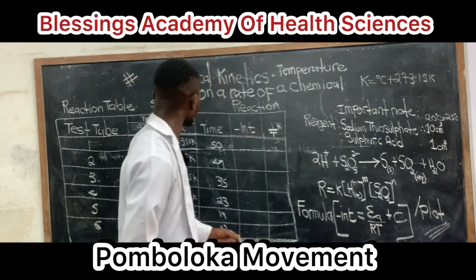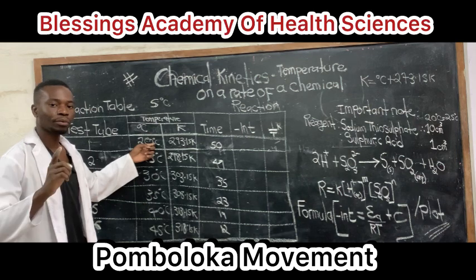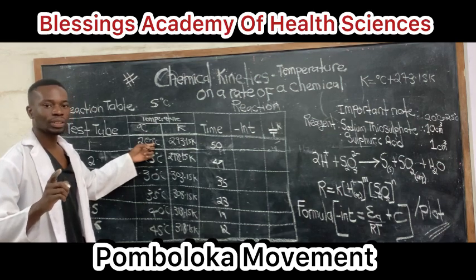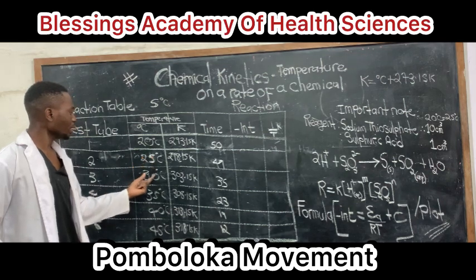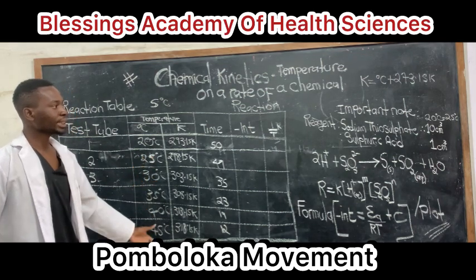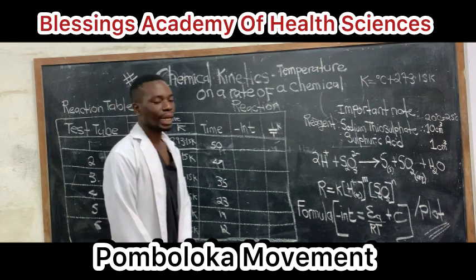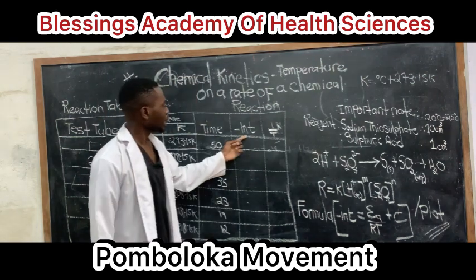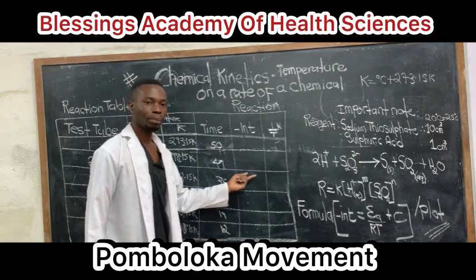So now, we're moving in an interval of 5 degrees Celsius. So from 20, we've gone to 25. From 25, we've gone to 30. And basically, this is how you work out the entire table. So when you come here, you're simply going to be taking note of the time. So you fill up the entire table.